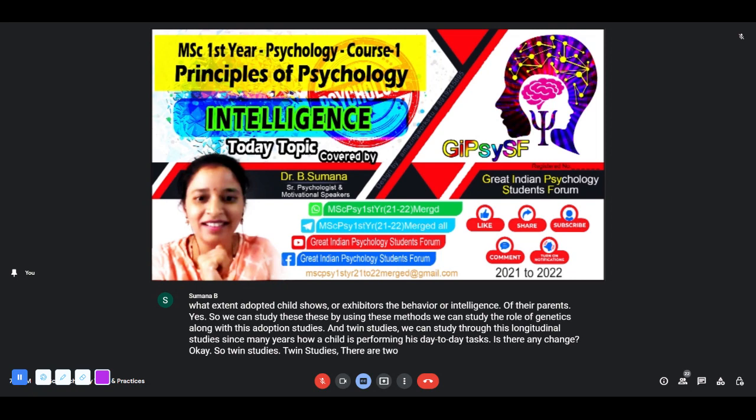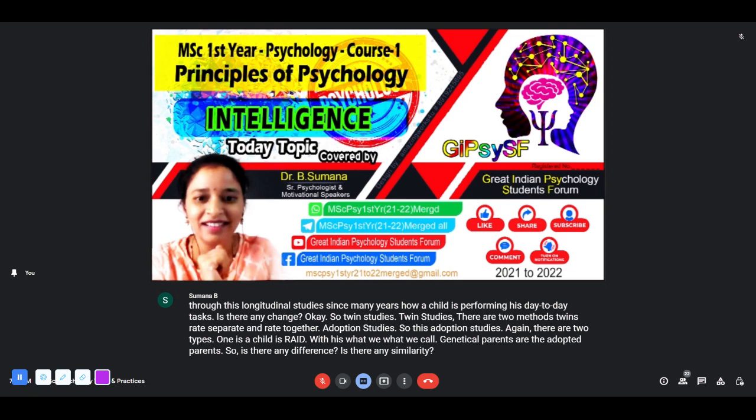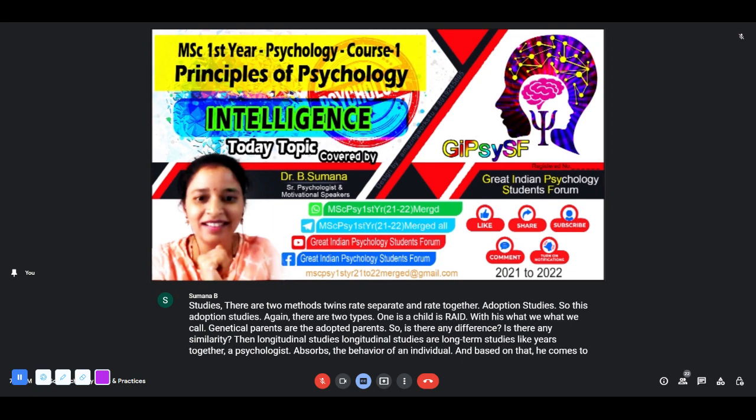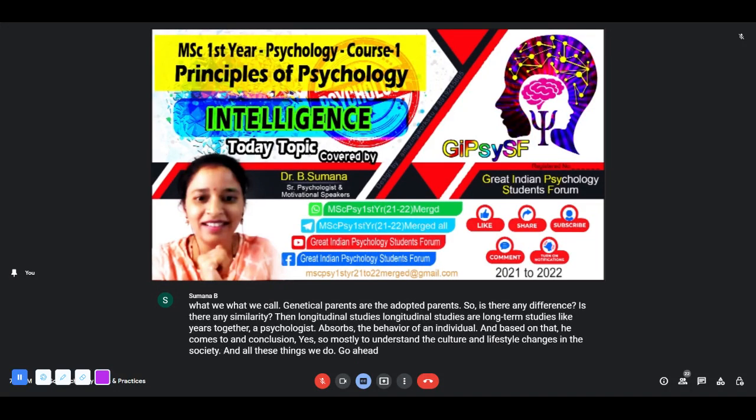Twin studies have two methods: twins reared separately and twins reared together. Adoption studies again have two types: a child reared with his genetical parents or with the adopted parents. Is there any difference, is there any similarity? Then longitudinal studies are long-term studies, years together. A psychologist observes the behavior of an individual, and based on that he comes to a conclusion. Mostly, to understand the culture and lifestyle changes in society, we go ahead with longitudinal studies.